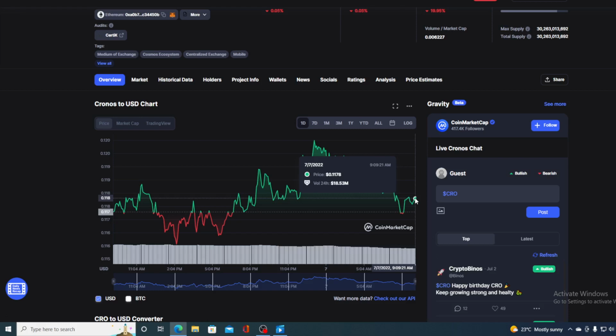Because the bulls are coming back to play and this price will not wait for anyone. It will continue going upwards and you would not want to miss out on this unique opportunity. So hurry up, get yourself some Cronos, climb on board and enjoy the ride.